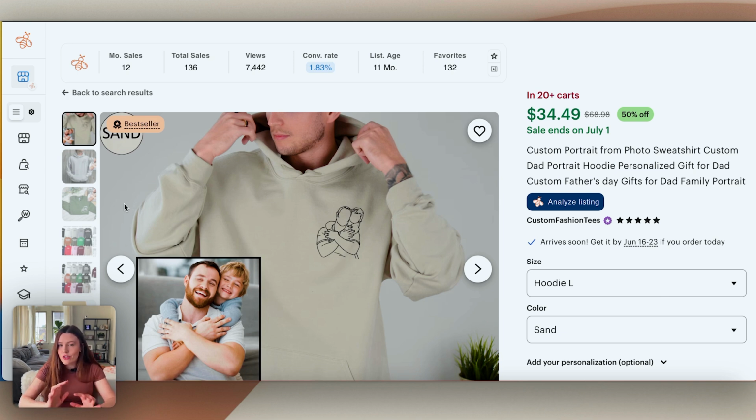So what I have here is I've just searched for hoodie on Etsy right now. It's right around the corner from Father's Day. I'm shooting this on June 13th. So Father's Day hoodies, Father's Day products are all the rage.